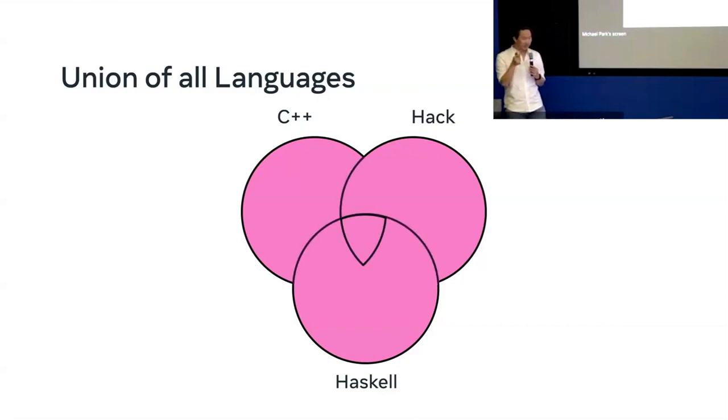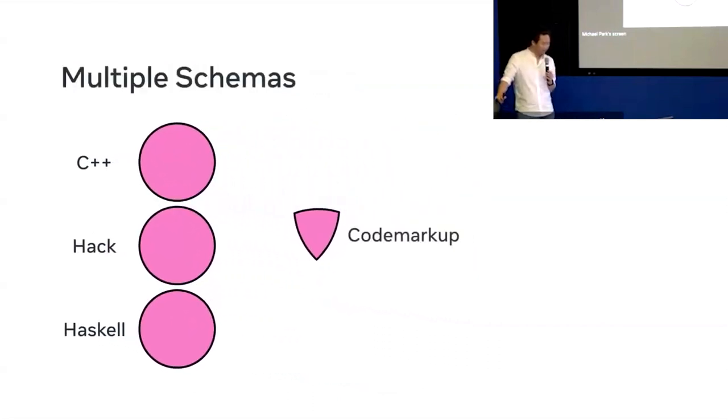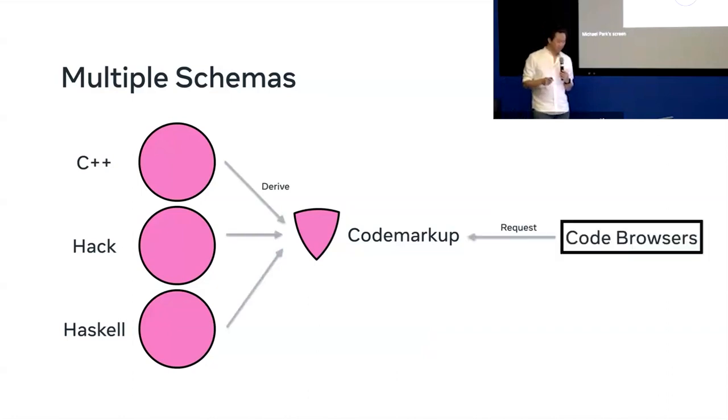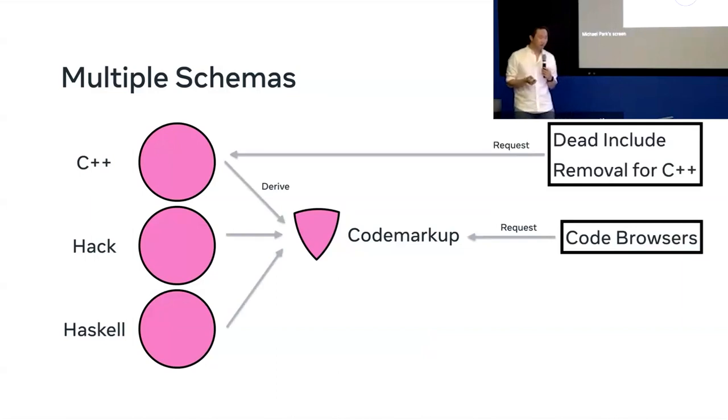So what does Glean offer? We're going to split this up into multiple schemas. We're going to support a schema per language, and the shield looking thing in the middle there was the intersection of the Venn diagram. So that's going to be our code markup layer, effectively our language agnostic layer, which we can derive from the language specifics, and we'll get into concretely how we do that. And now something that's language agnostic, like a code browser, can hit the code markup layer, and something like include removal for C++ can query the C++ specific schema, right?